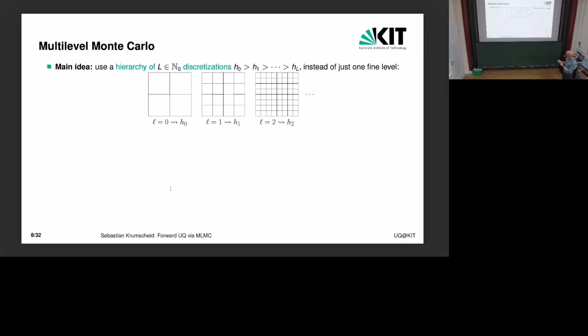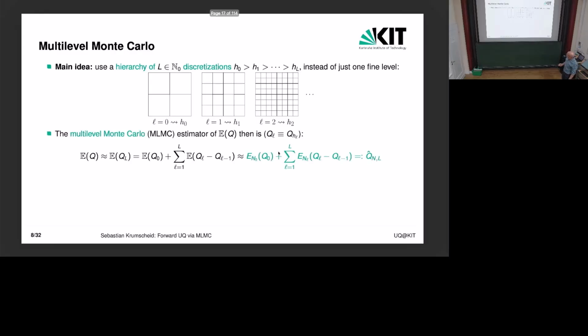Okay, how does this work? We now have a hierarchy of certain discretizations, and instead of solving this problem, our computational model, on just one level of discretization, we do this on multiple levels. Giovanni also introduced this notation yesterday, so I will go through this a little more quickly. So we're still committing the first crime.